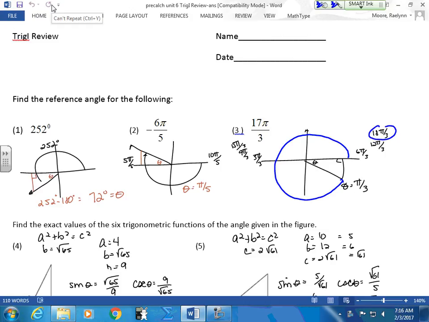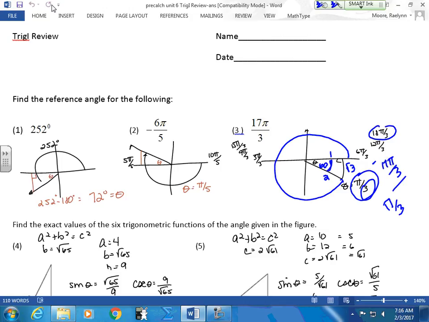And 3 goes into 180 how many times? 60. So this is a 60-degree triangle. So if you wanted to label these, if you had to, you didn't have to on this one. You just had to find me this reference angle, and I wanted it in radians. Just go over it. And again, if you're 17 pi over 3, and this is 18 pi over 3, just subtract it. There's your pi over 3. Or 60 degrees, whichever you wanted to do.